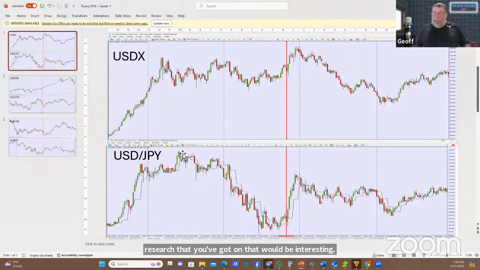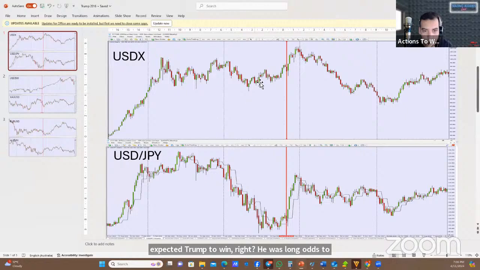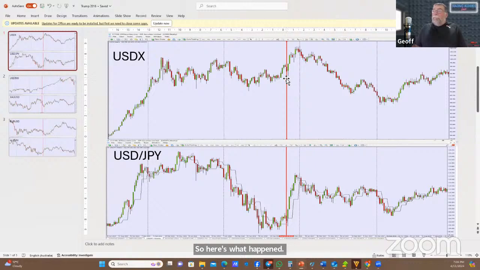Well, here's what happened in 2016, and I know the circumstances were a little bit different because nobody, apart from a couple of people in ATW, expected Trump to win. He was long odds to win this election. So here's what happened in the first week in November, here's what happened election week.